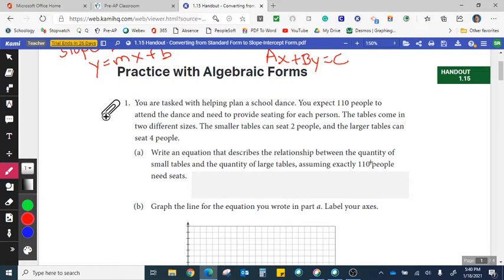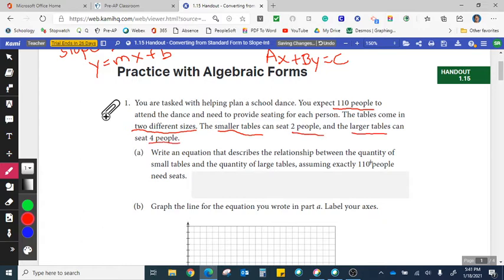So it says you are tasked with helping plan a school dance. You expect 110 people to attend the dance and need to provide seating for each person. So I'm going to go ahead and underline 110 people. And it says tables come in two different sizes. Right, so odds are you start reading these things enough, you understand that we're talking about table size. Those are going to be the variables that we're talking about. Okay, so smaller tables can seat 2 people, larger tables can seat 4 people.